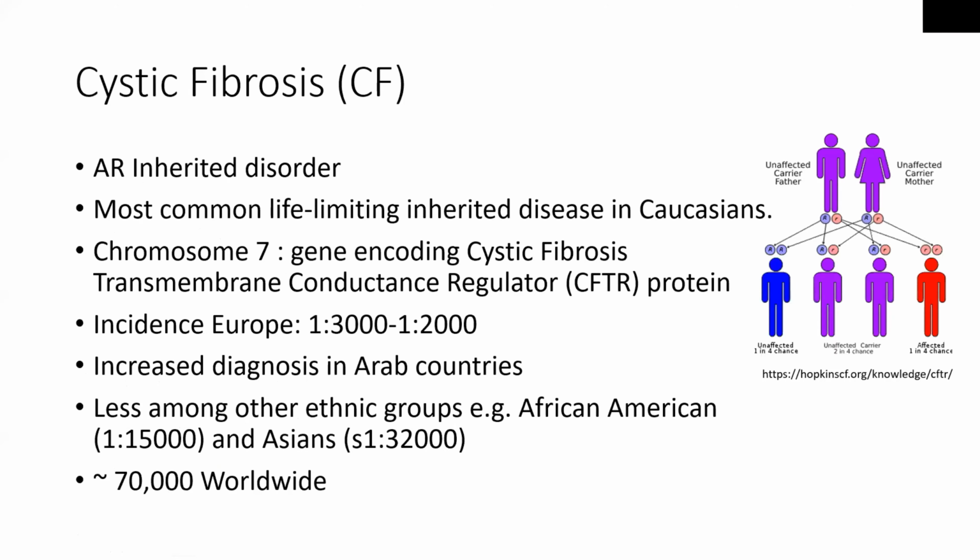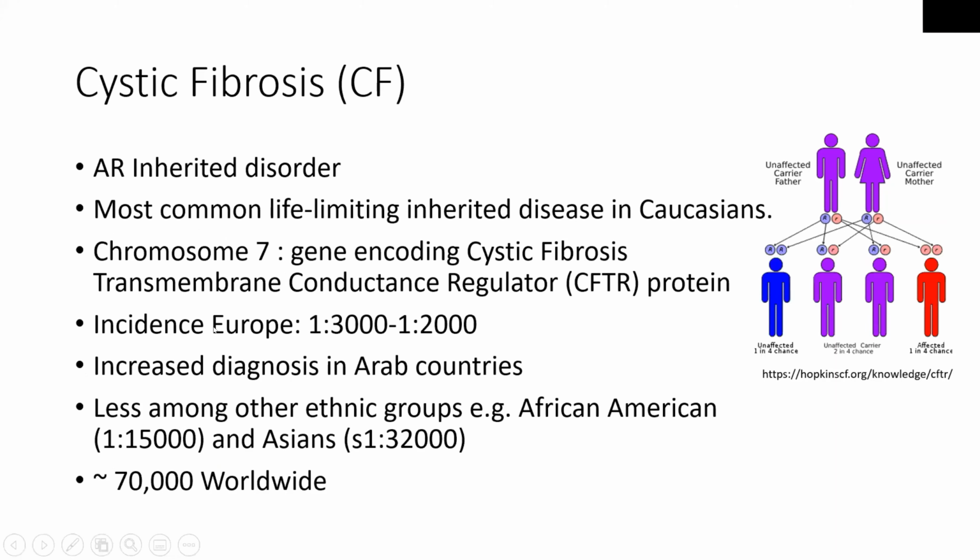So cystic fibrosis is an autosomal recessive disorder. It is inherited. It is the most common life-limiting disease in populations of Northern European descent. The gene for cystic fibrosis was located on chromosome number 7, and it encodes for the protein called CFTR for short, or the cystic fibrosis transmembrane conductance regulator.